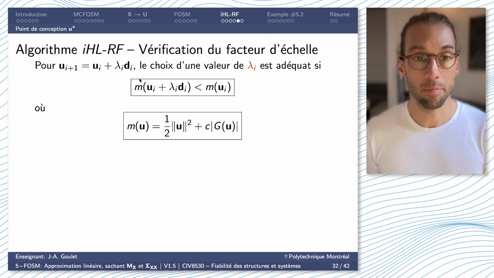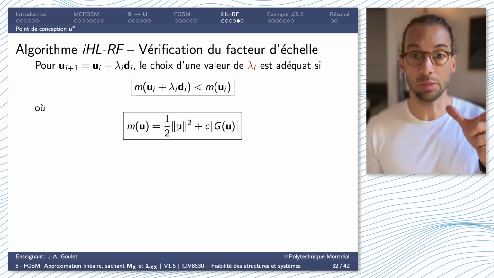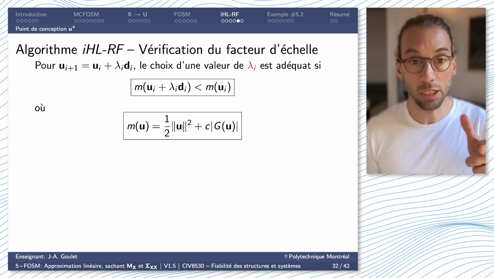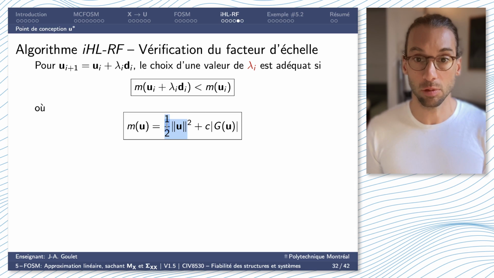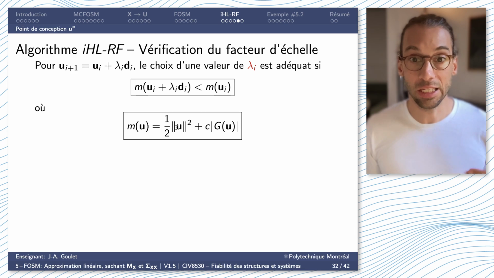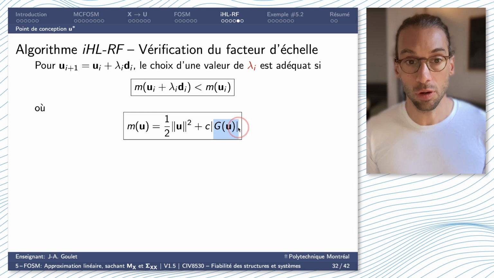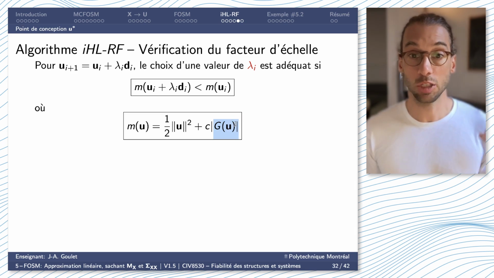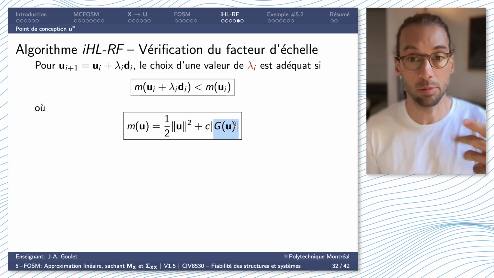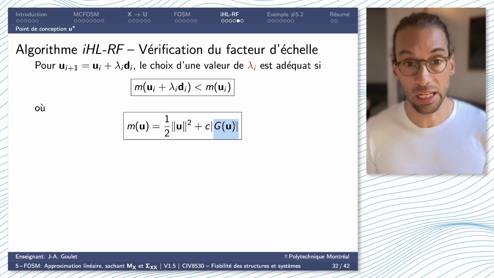So my merit function takes the following form. The first part will measure the distance between the origin and the linearization point u. So we want this quantity to be as small as possible. Okay, so we want from iteration to iteration for this distance to get smaller. And the second thing is we want g of u in absolute value to be as small as possible. So we want to be as close as possible to our limit state surface so that this value is close to 0.